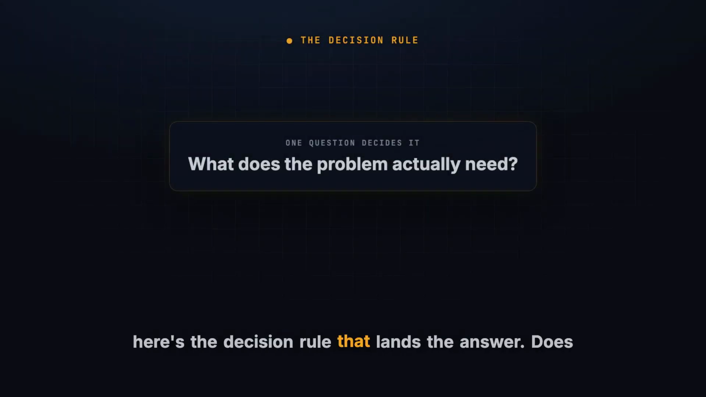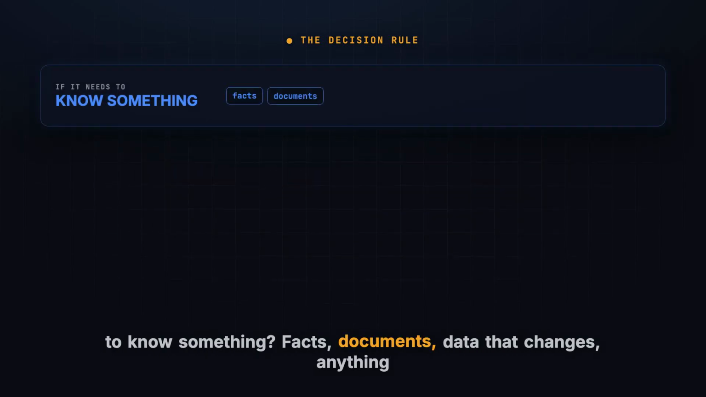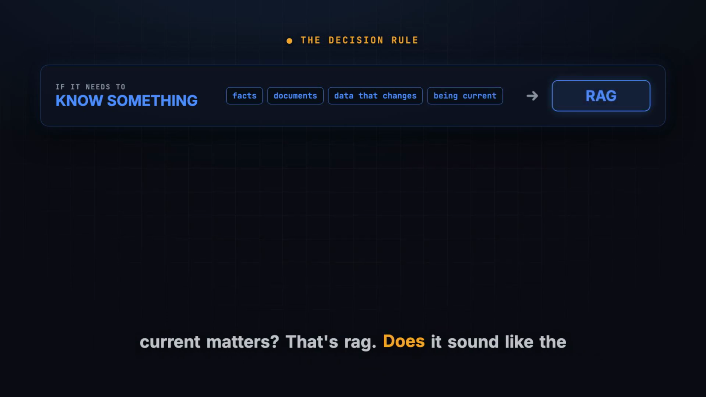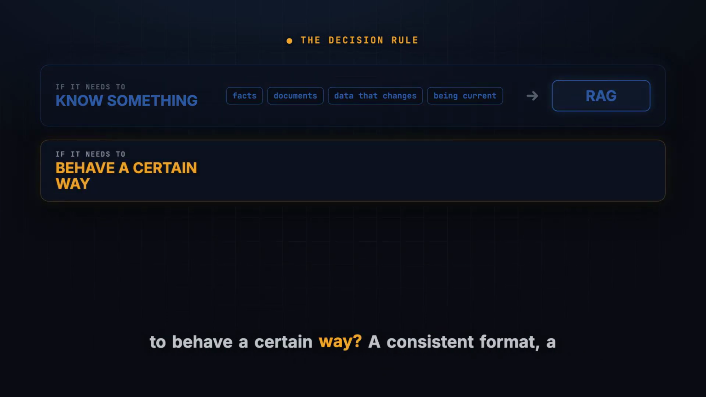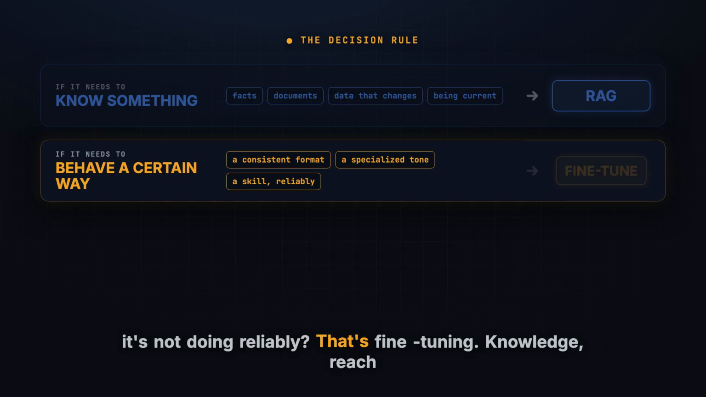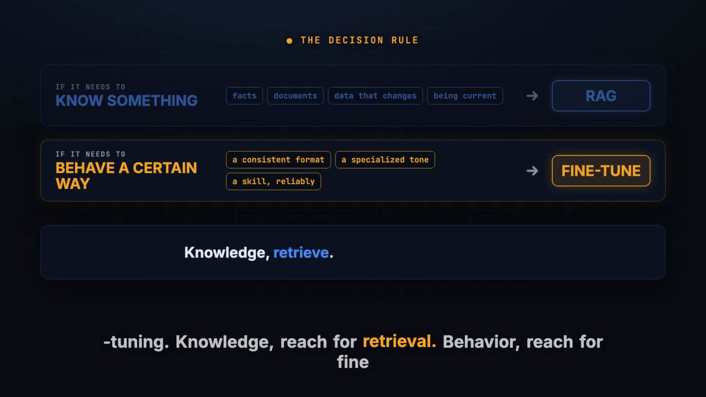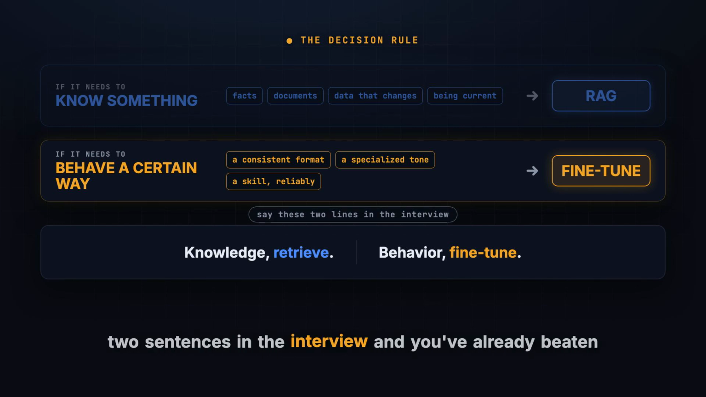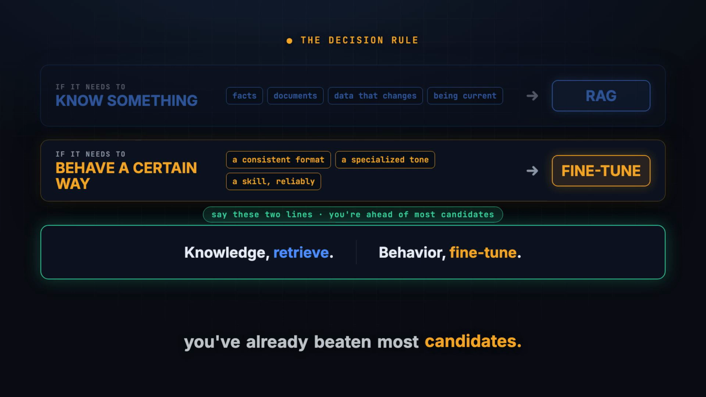So here's the decision rule that lands the answer. Does the problem sound like the model needs to know something? Facts, documents, data that changes, anything where being current matters? That's RAG. Does it sound like the model needs to behave a certain way? A consistent format, a specialized tone, a skill it's not doing reliably? That's fine-tuning. Knowledge, reach for retrieval. Behavior, reach for fine-tuning. Say those 2 sentences in the interview and you've already beaten most candidates.